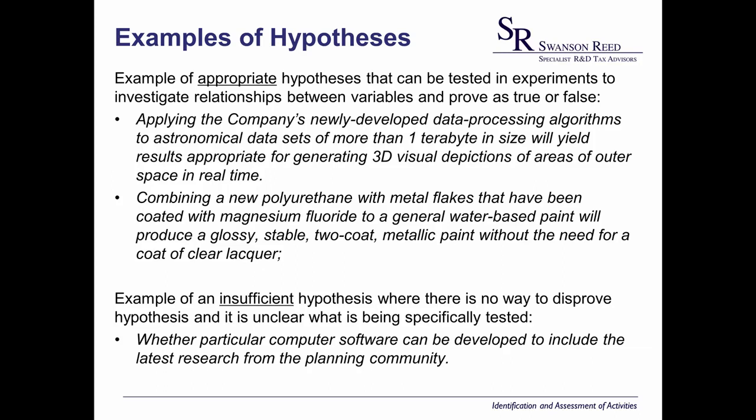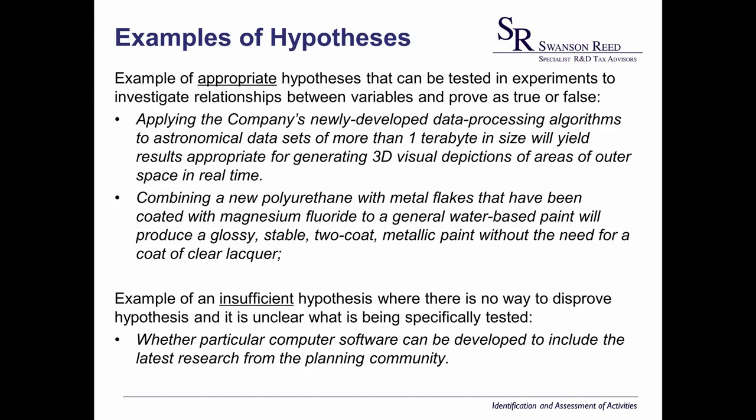Applying the company's newly developed data processing algorithms to astronomical data sets of more than 1 terabyte in size will yield results appropriate for generating 3D visual depictions of areas of outer space in real time. And combining a new polyurethane with metal flakes that have been coated with magnesium fluoride to a general water-based paint will produce a glossy, stable, two-coat metallic paint without the need for a coat of clear lacquer.